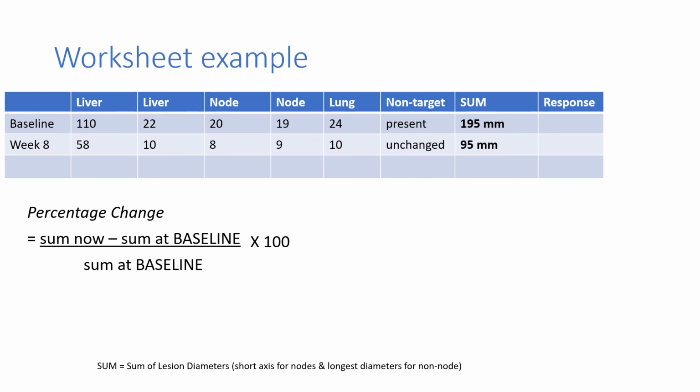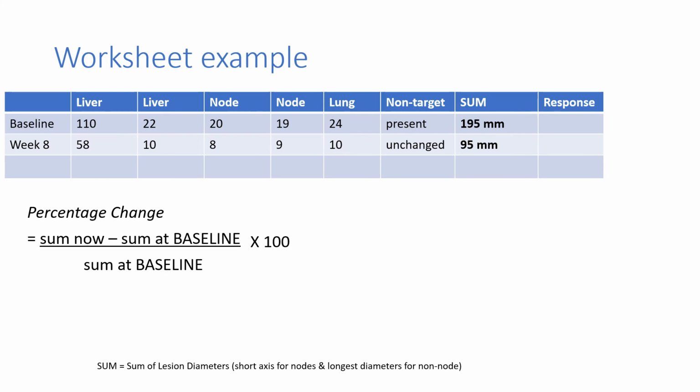Okay, let's go through this worksheet example. So we've got some lesions in the liver, some in the lymph nodes, 1 in the lung. We've got 5 in total, 2 per organ, everything's looking good. All the rest you put as non-target lesion, and they're present at baseline. And their sum is 195 millimeters. In week 8, there we have the appropriate diameters, longest diameter for liver and lung, and shortest diameter for lymph nodes, and the sum of diameters is 95.